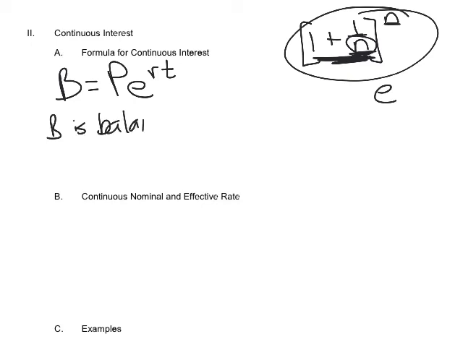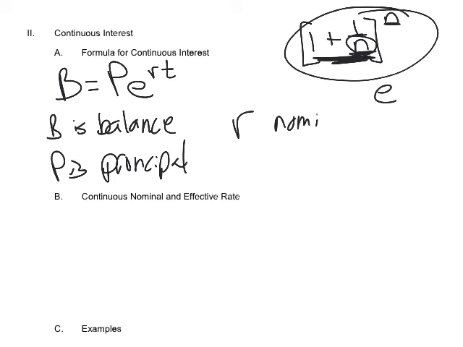So B is still the balance. P is still the principal. R is still the nominal rate. And T is time in years, number of years. So this makes a simpler equation.